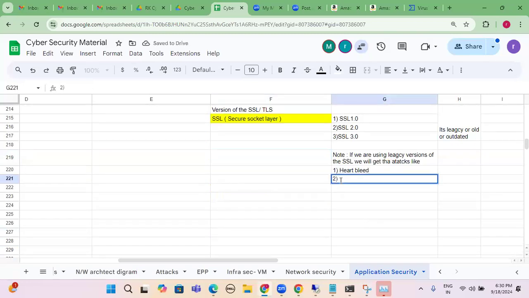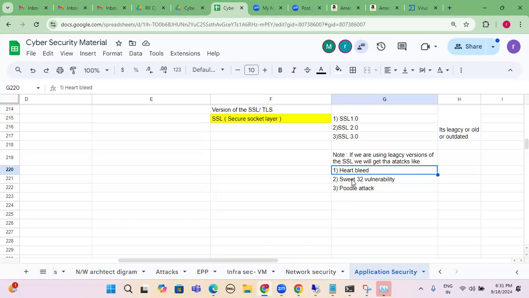Second one is the Sweet32 vulnerability or attack. Third one is the Poodle attack. Did we discuss all these attacks? No, we did not discuss. Heartbleed is a part of it: if you're using legacy versions of SSL 1.0, 2.0, 3.0, the attacker can try URL manipulations or redirections, or take users to other websites like a defaced or fake site. Then he can gain unauthorized access and cause sensitive data exposure.